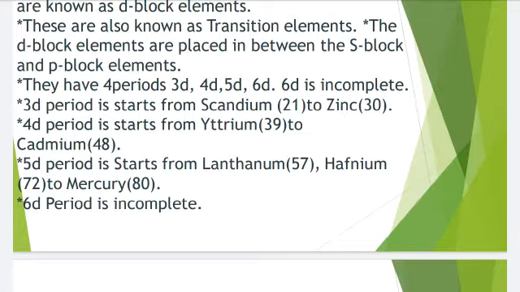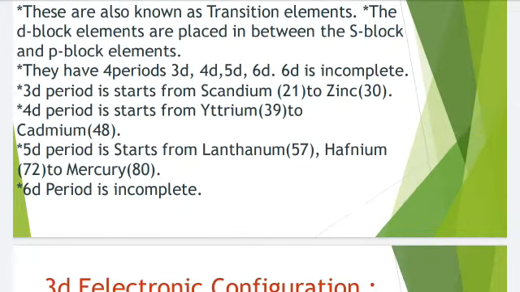The cerium to lutetium, those are f block elements. Atomic number 58 to 71 elements belong to f block elements. Those are placed below the periodic table.